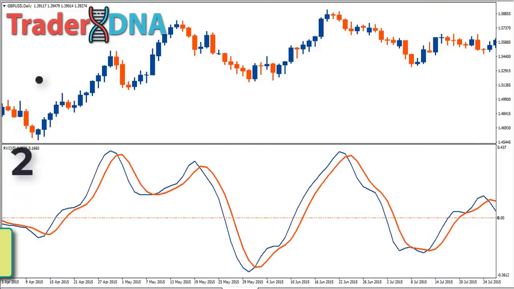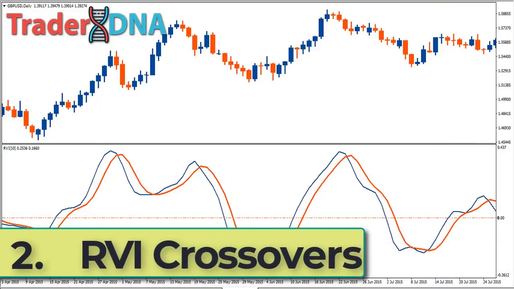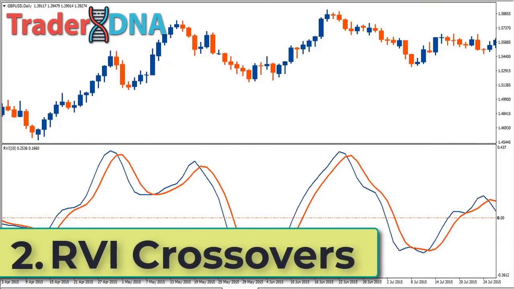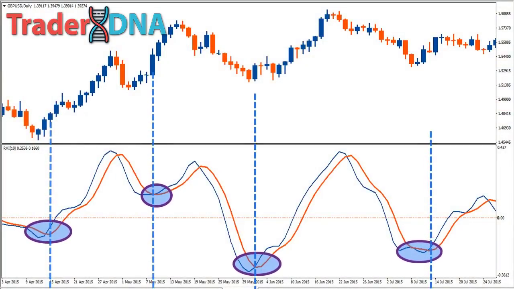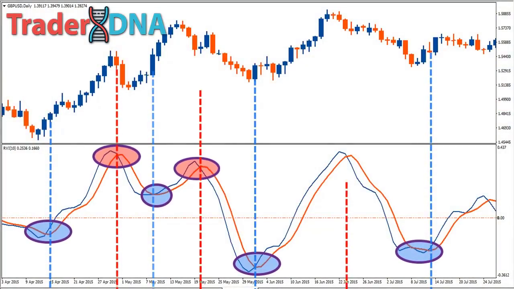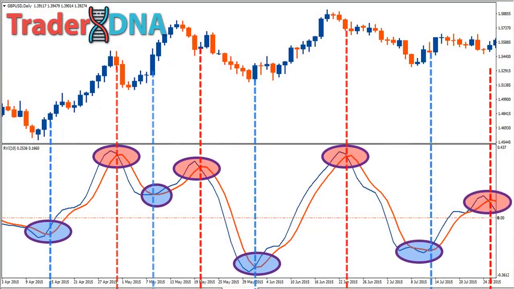Second, RVI crossovers. Like many oscillators, the RVI has a signal line that's often calculated with price inputs. A crossover above the signal line is a bullish indicator, while a crossover below the signal line is a bearish indicator. These crossovers are designed to be leading indicators of future price direction.